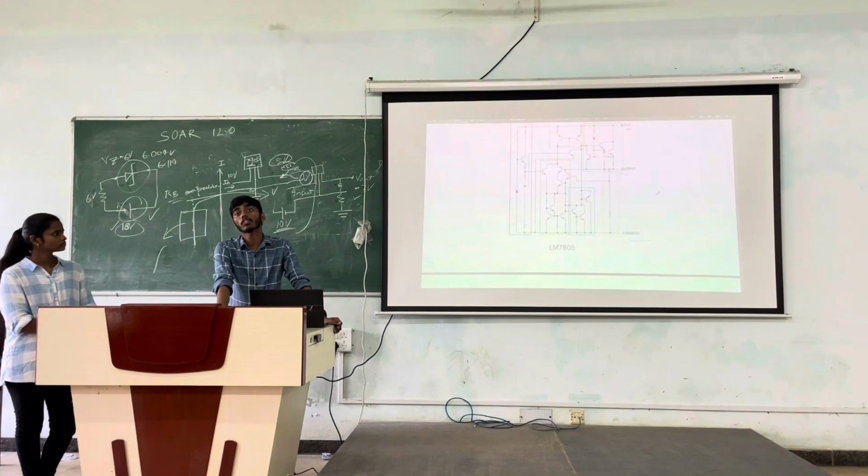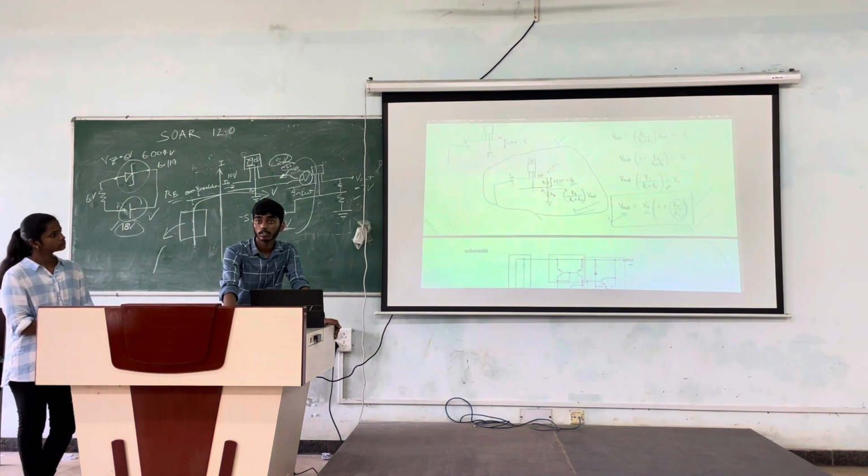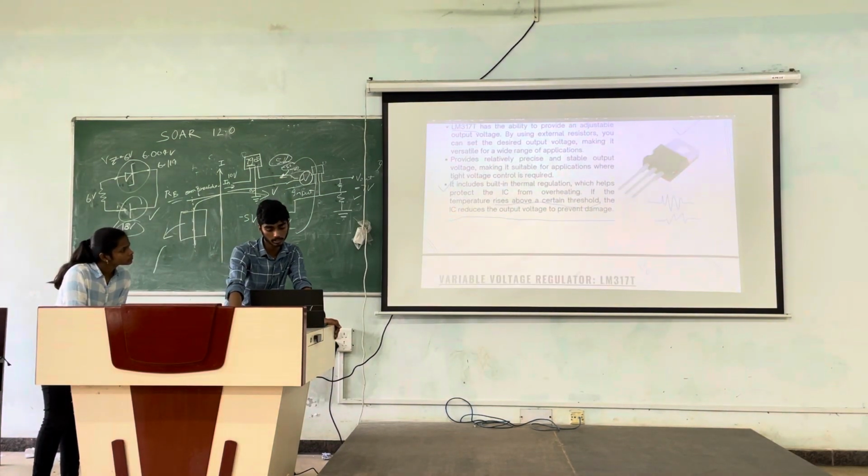Actually, we use it as a variable voltage regulator. If we use it with a combination of resistors, we can obtain 7 volts, 7.5, 8 volts, anything. It follows that equation that we discussed here. So we use this IC also, and it has some more advantages, like it has a temperature protection feature also.